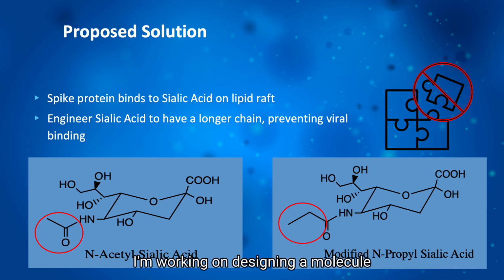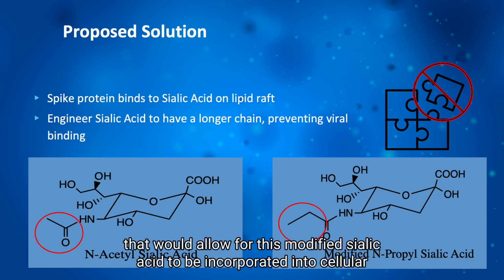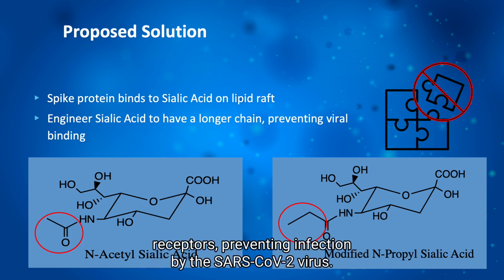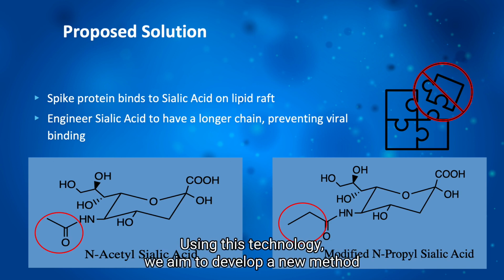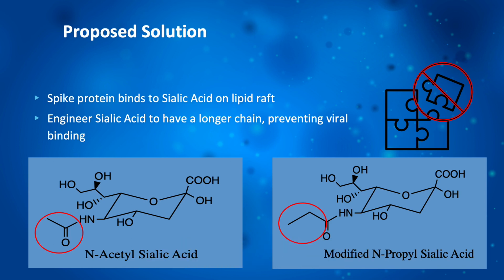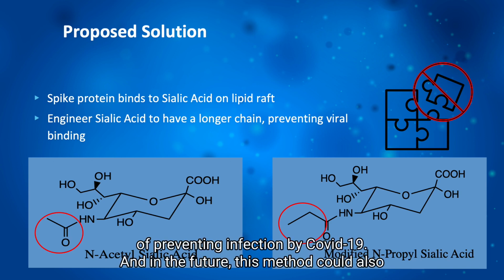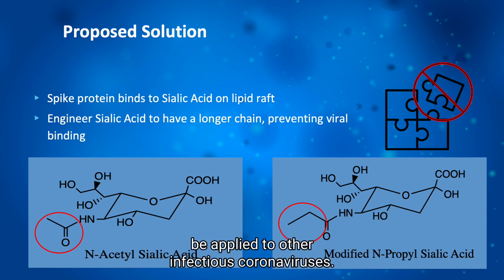I am working on designing a molecule that would allow for this modified sialic acid to be incorporated into cellular receptors, preventing infection by the SARS-CoV-2 virus. Using this technology, we aim to develop a new method of preventing infection by COVID-19, and in the future, this method could also be applied to other infectious coronaviruses.